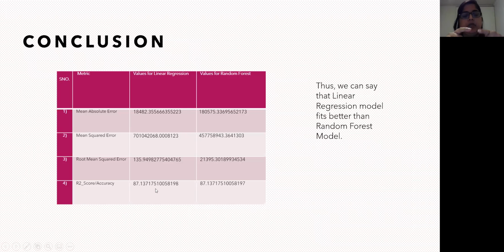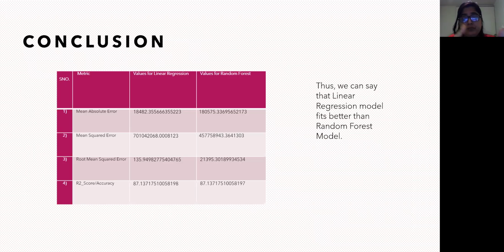If a model has an R2 score less than 0.7, then it is considered to be a bad model. If it has an R2 score greater than 0.7, then it is said to be a good model. We have got an R2 score of about 87%, or 0.87. So it's a good model.